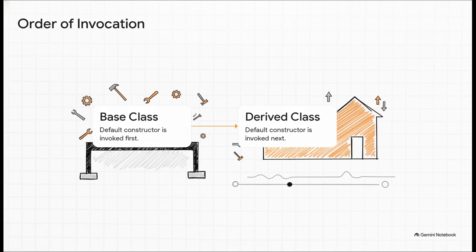Therefore, step 1 is that the base class's default constructor is invoked automatically. Then, once the parent is totally fully constructed, step 2 triggers, and the derived class's default constructor is invoked. It's exactly like building a house. The machine has to pour the foundation, the parent, before it can possibly build the second floor, the child.